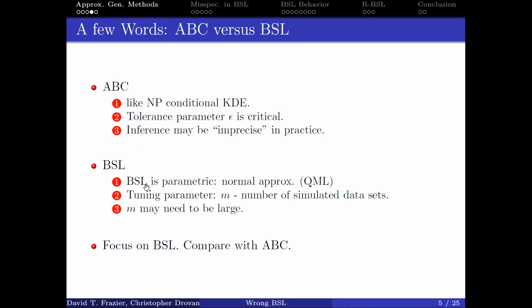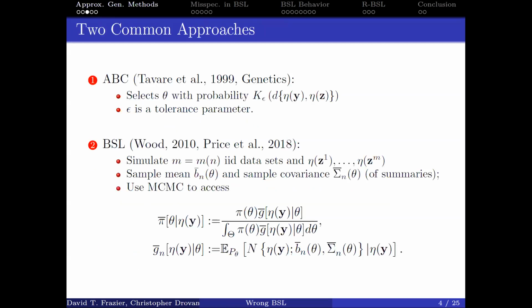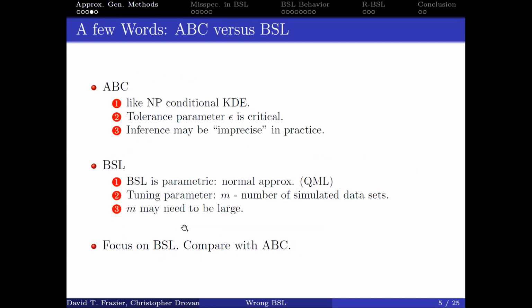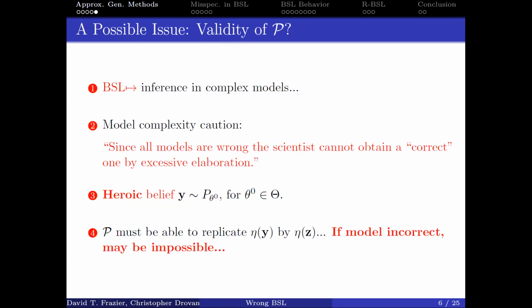The point here is that if the model is very complex, or potentially if the model is misspecified, m may have to be very, very large in order to get movement in that MCMC chain so that you can actually sample this posterior. For this talk, I'm really going to focus on BSL, and when important, I'm going to compare the results we get with ABC. So what's the question of this paper? Or why are we interested in studying this?